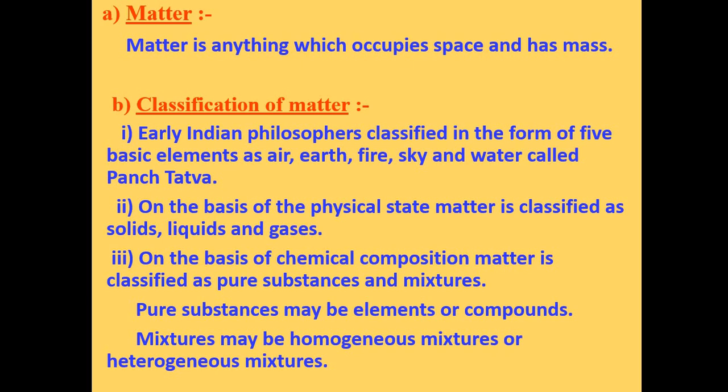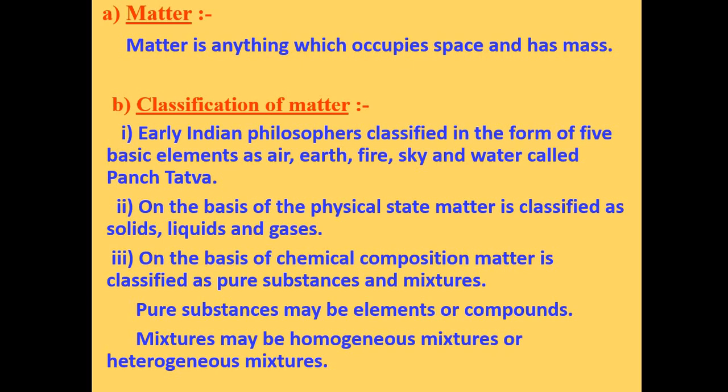Matter can be classified in a number of ways. Ancient Indian philosophers said that all the matter, living or non-living, was made up of five basic elements: Panch Tattva, air, earth, fire, sky, and water, which is also known as Vayu, Prithvi, Agni, Akash, and Jal.